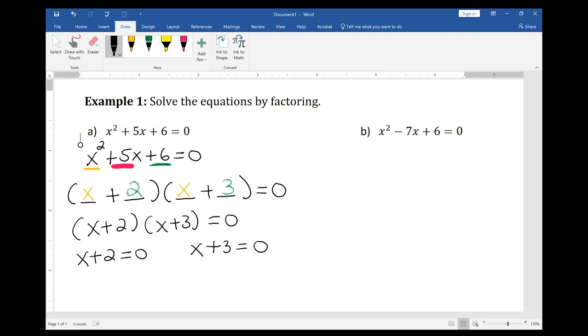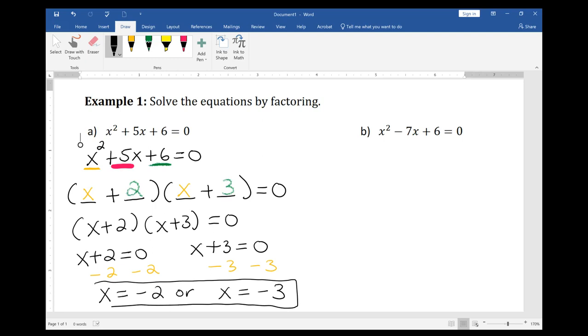And now step number 4, solve for the variable. So how do we solve for the variable in the first one? Subtract 2 on both sides. How do we solve for the variable in the second one? Subtract 3 on both sides. And we have solved for our variable. Therefore, x is equal to negative 2, or x is equal to negative 3. Keep in mind, you could also check your work on these problems. How do we check our work? We could take these x values, substitute them into our equation, and they should give us 0.